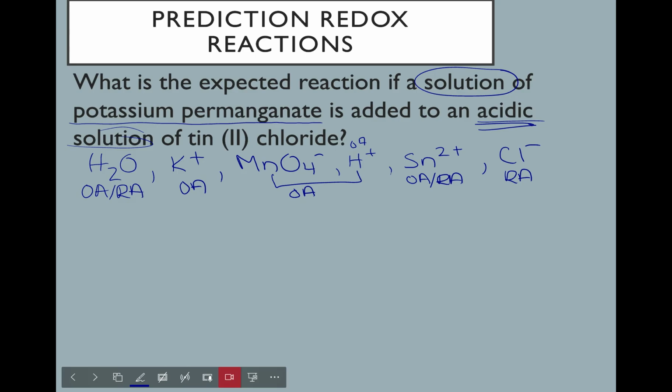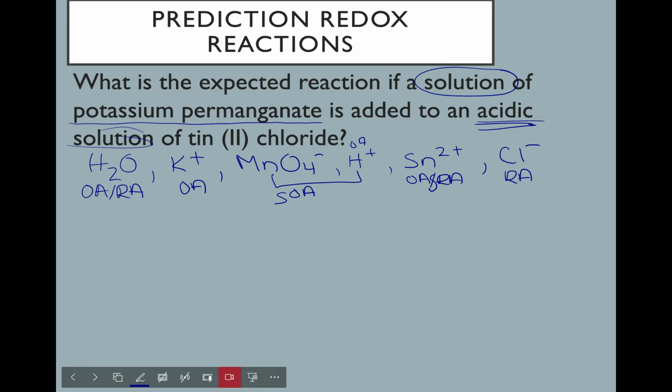And then when you've listed everything that's there, your next step is to pick the strongest OA and the strongest RA. So permanganate with hydrogen is the strongest. If you take a look at a reduction half reaction table, it will be near the top. And then we're going to look at the RAs, and your strongest RA, I believe, is going to be tin 2 positive. I just want to double check. Yeah, it is going to be tin 2 positive. So looking on the right hand side of the table, starting at the bottom and going up till you see your first RA. So those are our half reactions.